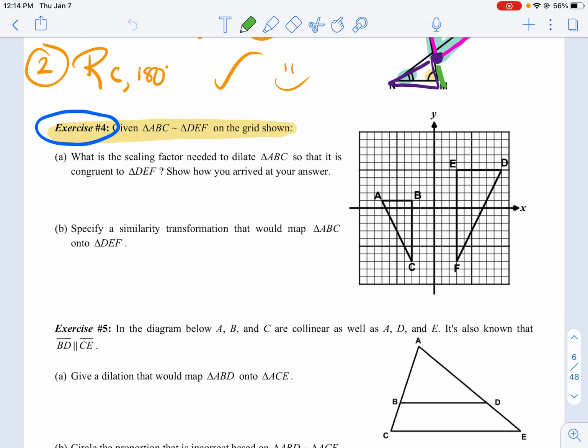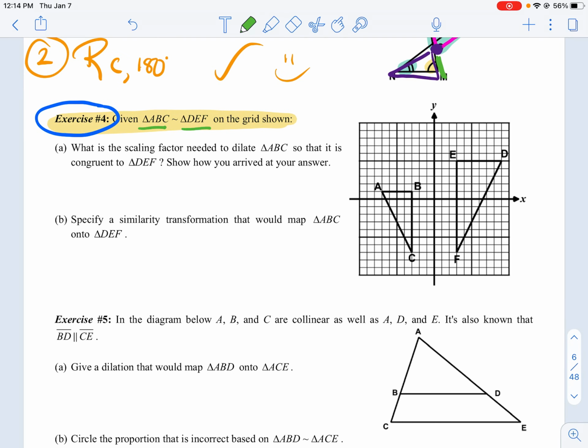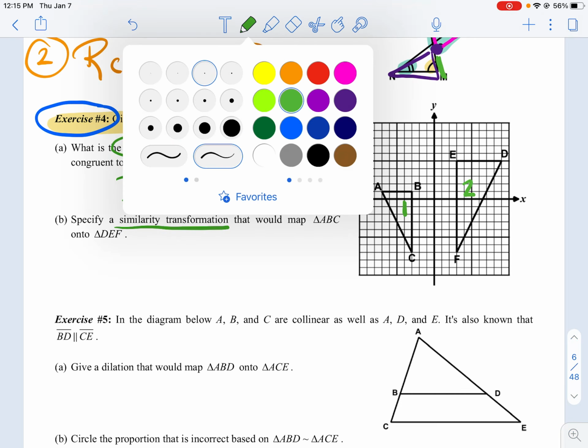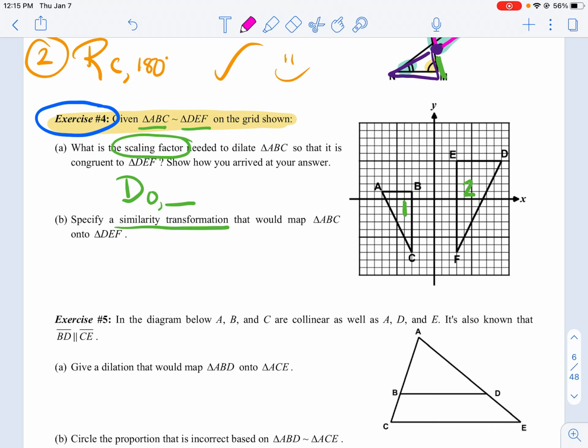If we look back at the directions, it says, given triangle ABC is similar to DEF, what is the scaling factor needed to dilate ABC? So we're starting with ABC and we're going to DEF. There's a couple ways to find the scale factor, but remember, when we have a similarity transformation, we always want to say it's a dilation about the origin and then find the scale factor. So I'm going to find two sides that match up. AB matches up to DF.